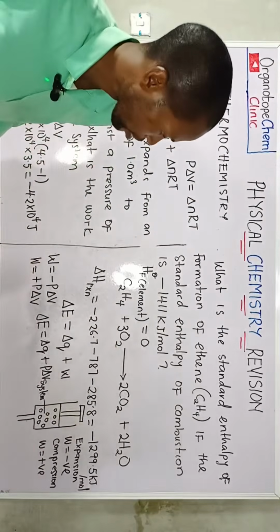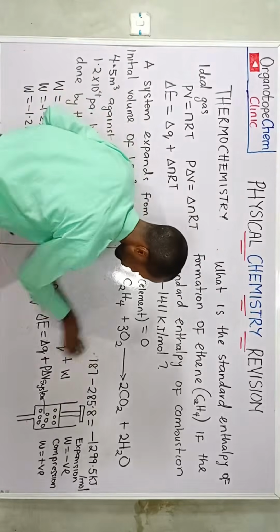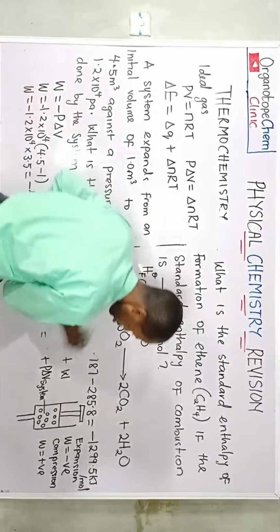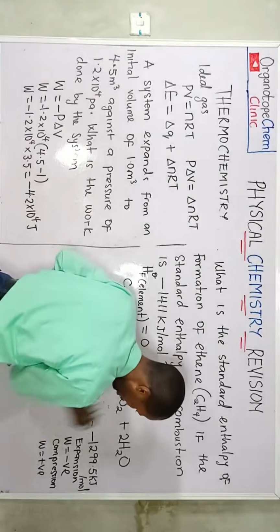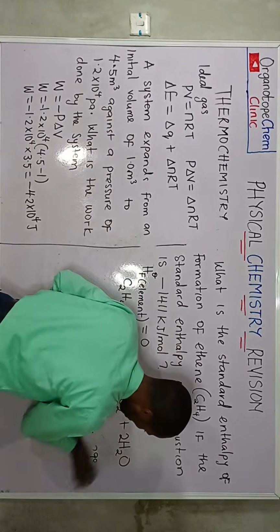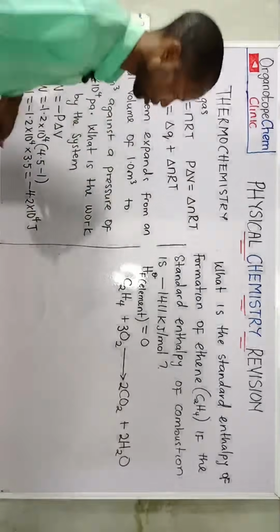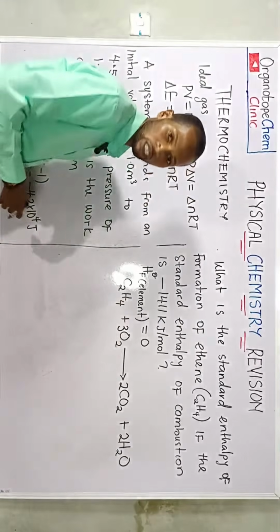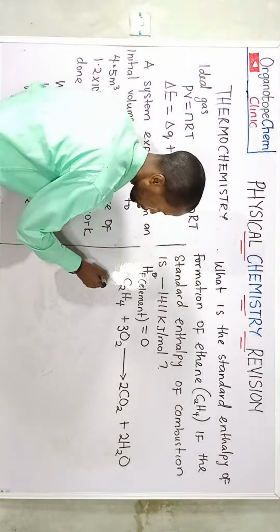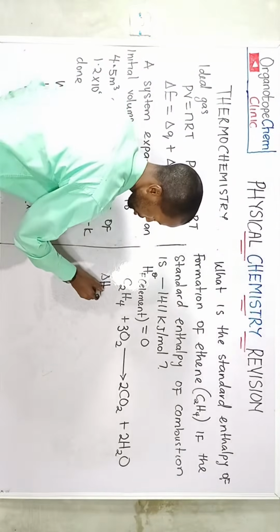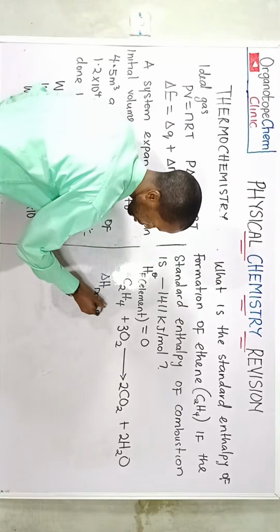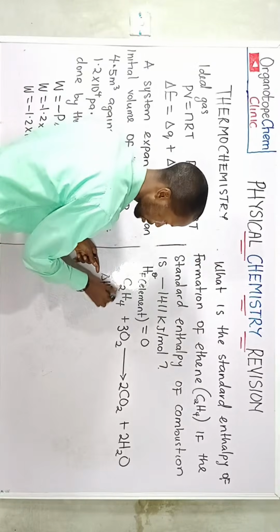Now the next thing we are expected to do is to write the expression for the enthalpy of reaction, based on the equation right here. Now, enthalpy of reaction is generally written as the standard enthalpy of reaction.